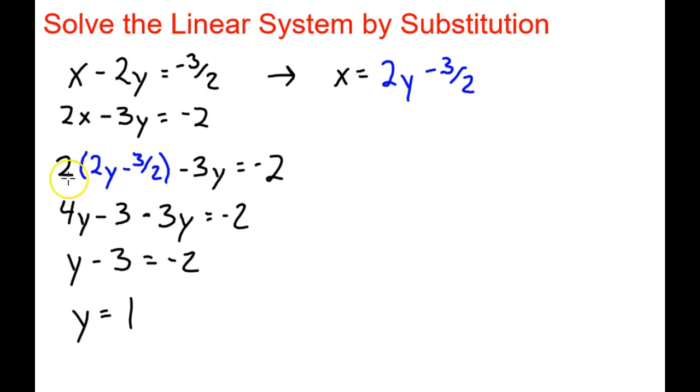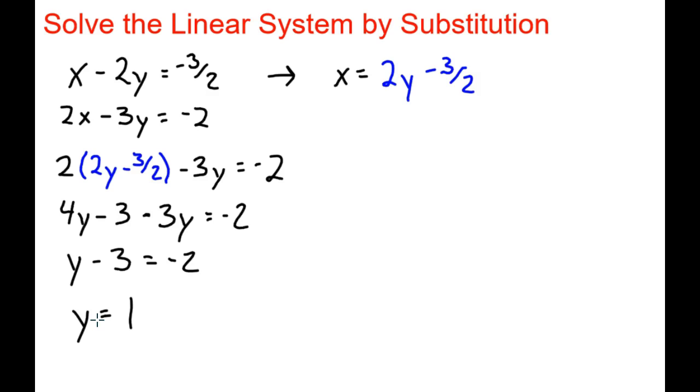So to solve for y, first I would use the distributive property. 2 times 2y is 4y. 2 times -3 halves is -6/2, which simplifies to -3, minus 3y equal to -2. Combine like terms, simplify. 4y minus 3y leaves me with y. Then we would add 3 to the other side, so we get a value of 1 for y.